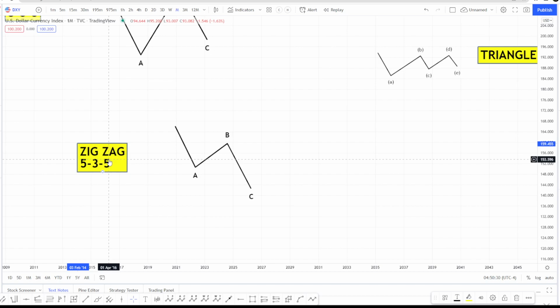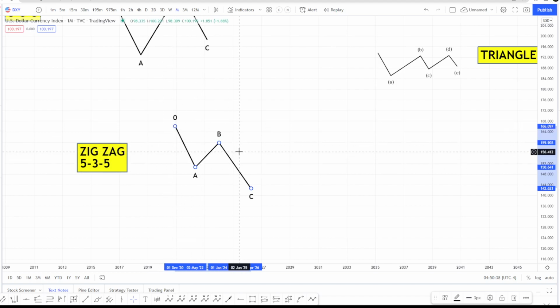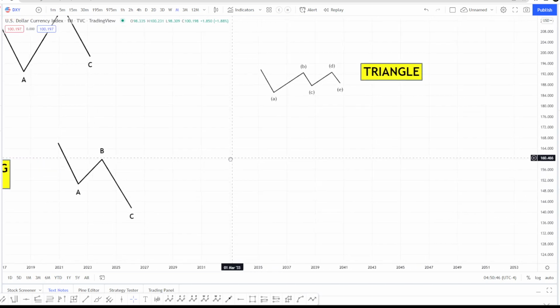5-3-5. Just to give you a quick primer there, wave B will often retrace 50% of the distance between 0 and A, and C can often be equality with wave A. Very much looks like a zigzag. Like I said, you commonly find this in the wave 2.